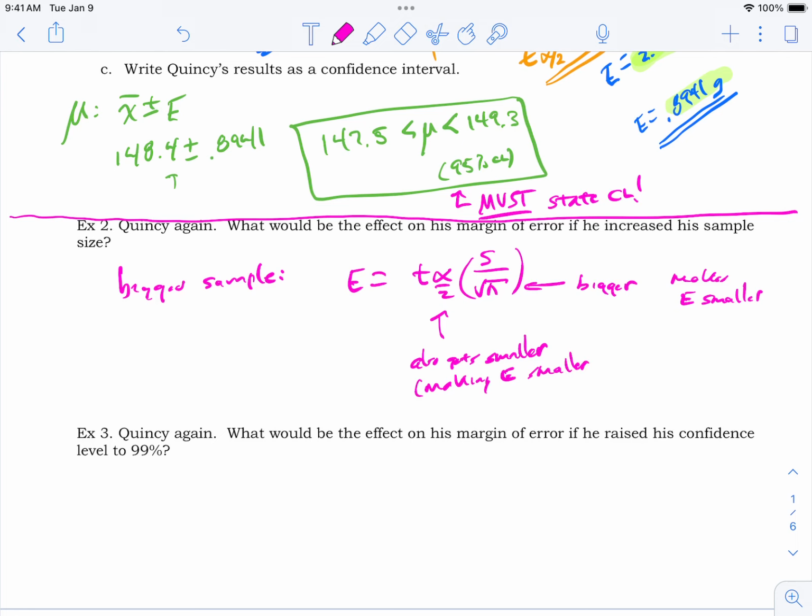They both tend to make E smaller. So if n is bigger, that directly influences your value right here and makes your E smaller. But it also makes this value smaller, which makes your E smaller. So I think I conclude it gets smaller. Smaller. It gets smaller. Okay.